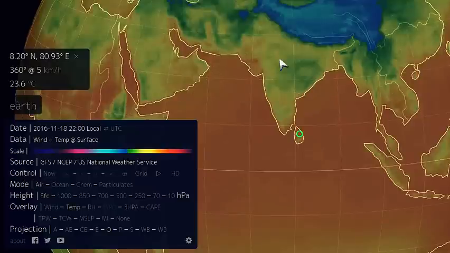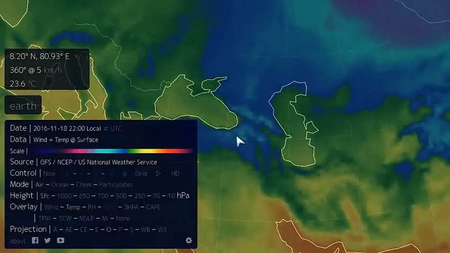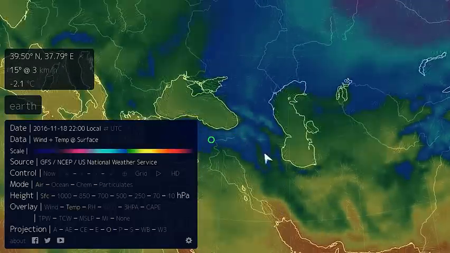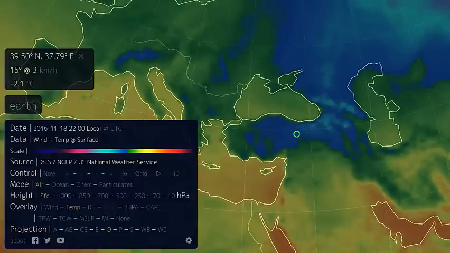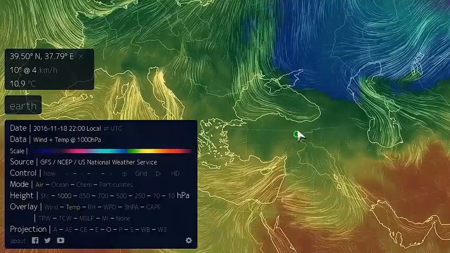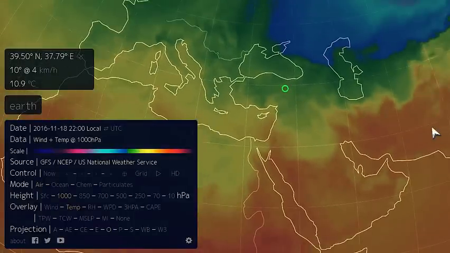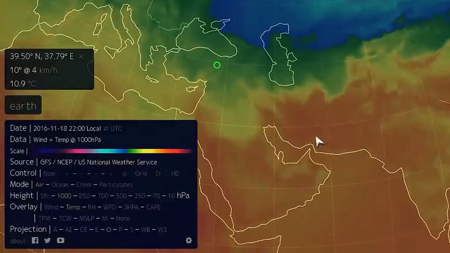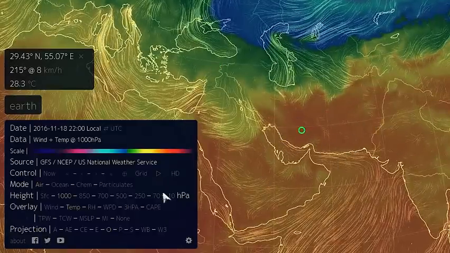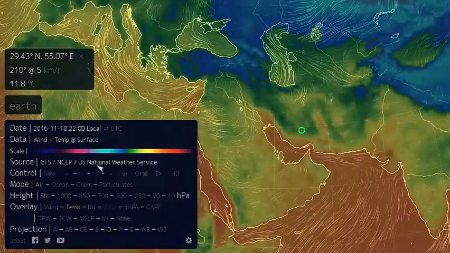You can also check the temperature just above the surface. For example, up here in Turkey at the surface, you have minus 2.1 degrees C. But if you step up in the atmosphere, you can see it actually gets warmer, even though the pressure goes down. So you can see these kinds of structures looking through the atmosphere. For example, over here in the Iran area, you have a temperature of 28.3 degrees C just above the surface, and then at the surface, it's 11.8.